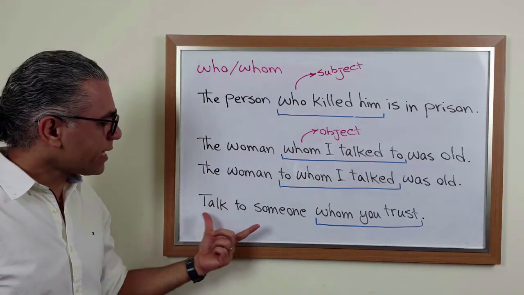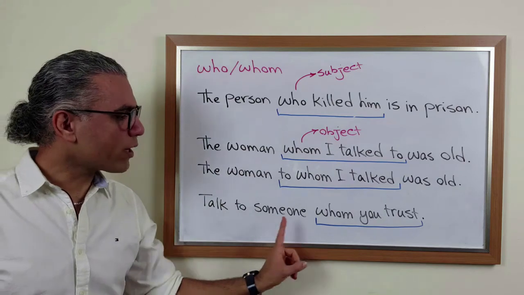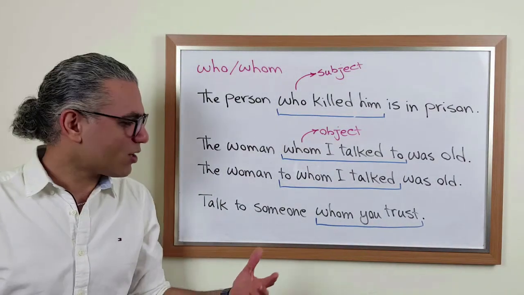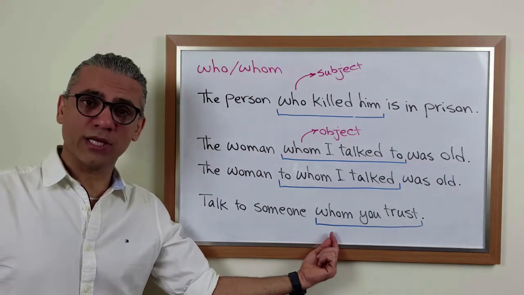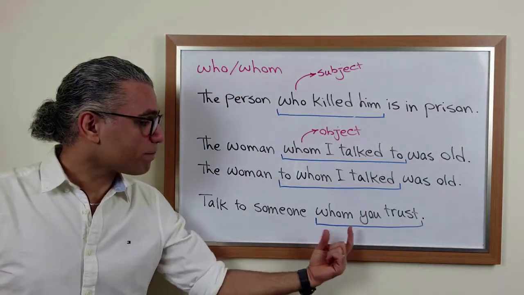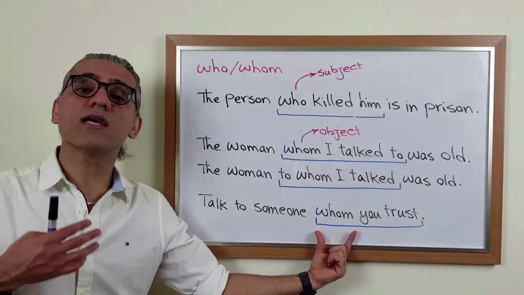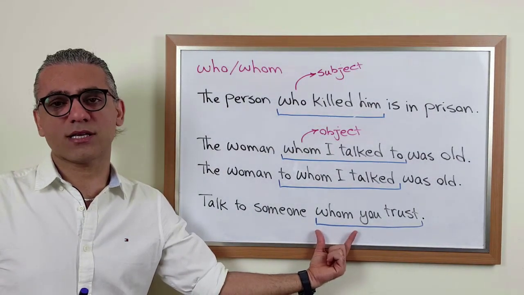And the last example is talk to someone whom you trust. Again, you could say who, but we can also use whom in here because this is the recipient of the action. So this is the object of your clause, not the subject.